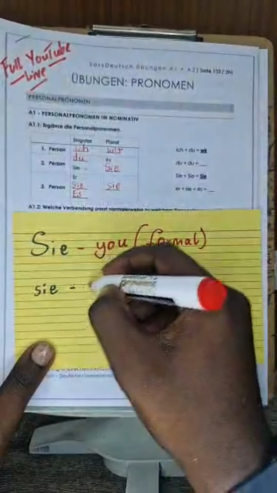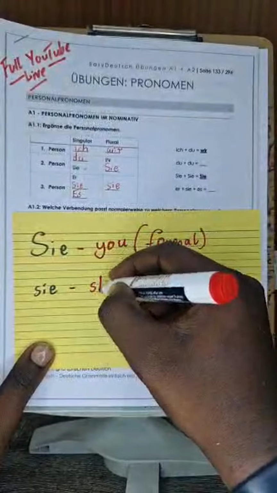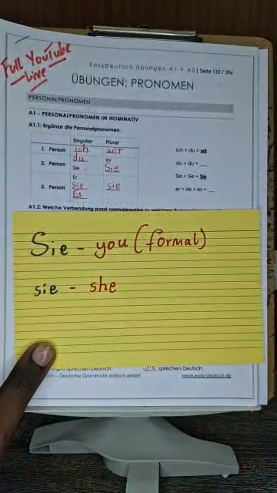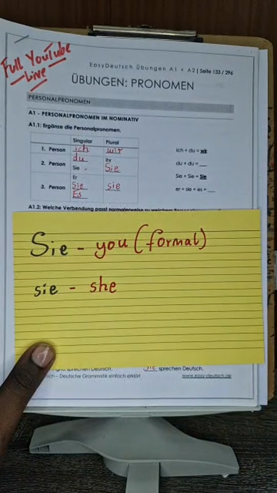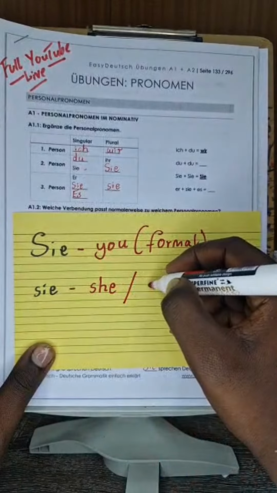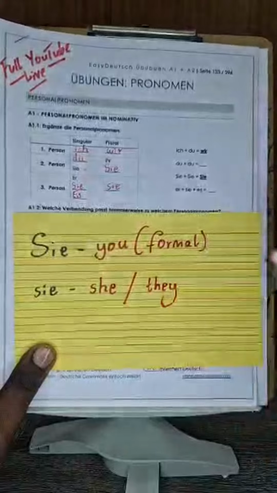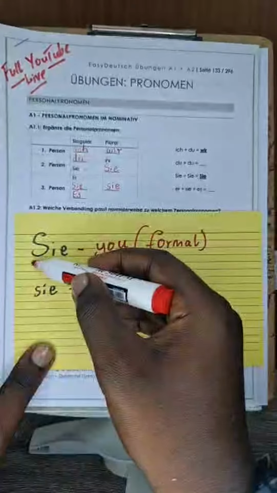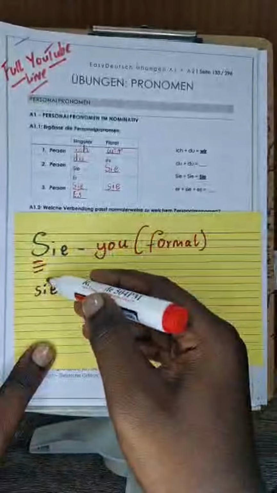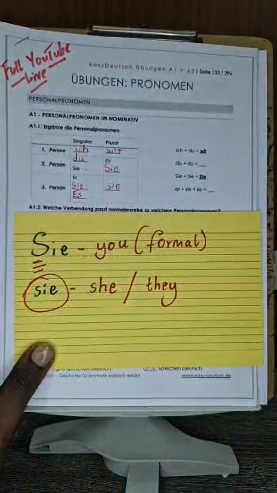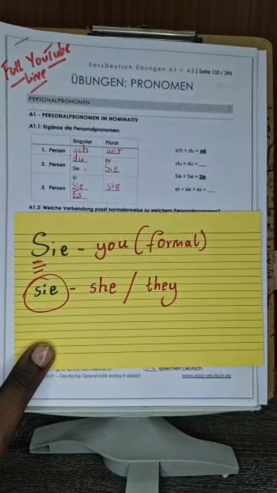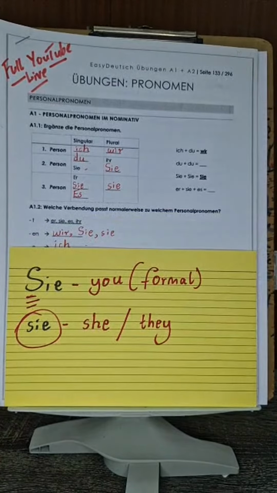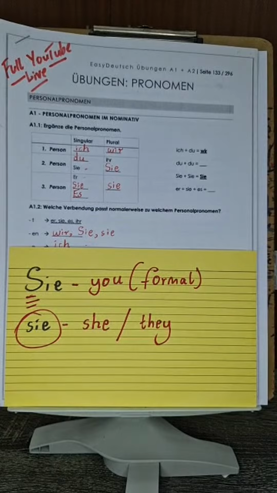But this other one, the small s, has two meanings. It means she, all right, and then it also means they. Now, the only difference is that this one is always capital S, but this other one tends to be in small letters unless it is beginning a sentence. Kindly note, it is always going to be in small letters unless it is beginning a sentence. All right, I believe that has been well captured.